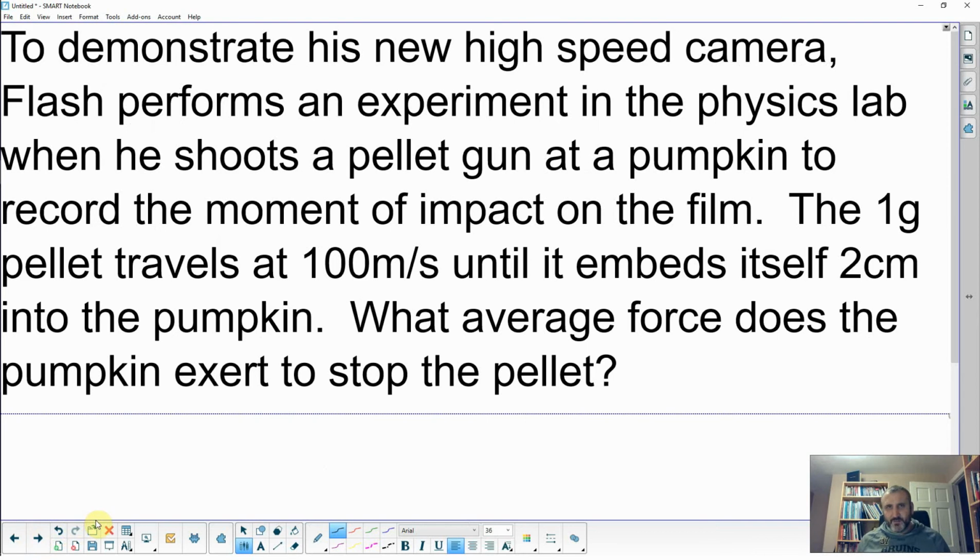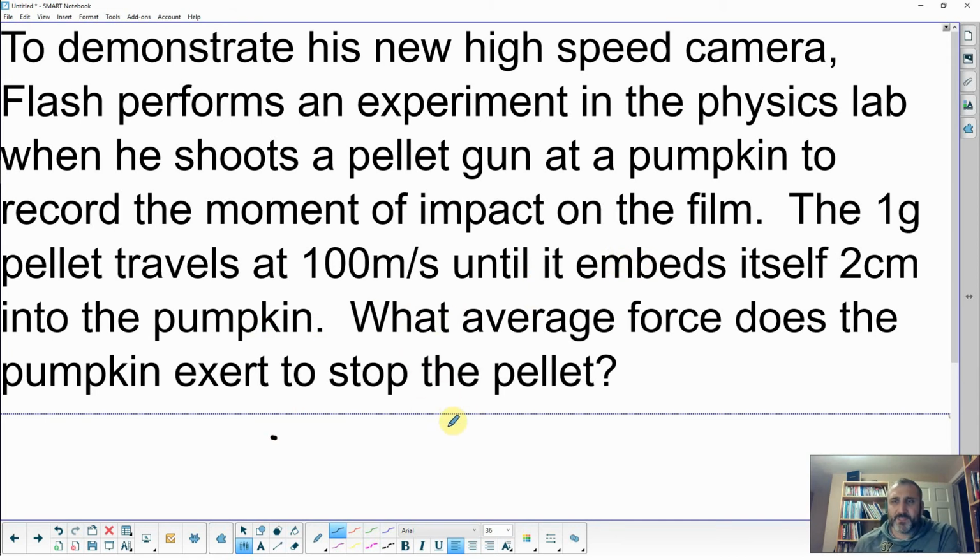Finally, to demonstrate the new high-speed camera, Flash performs an experiment in the physics lab when he shoots a pellet gun at a pumpkin to record the moment of impact on film. The 1 gram pellet travels 100 meters per second until it embeds itself 2 centimeters into the pumpkin. What average force does the pumpkin exert on the pellet?